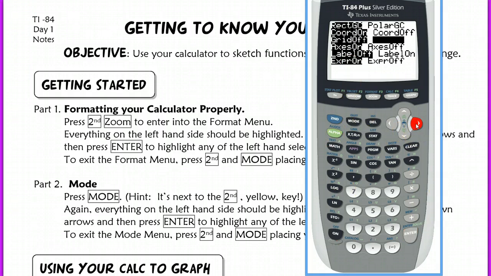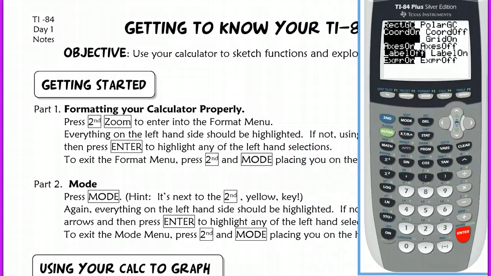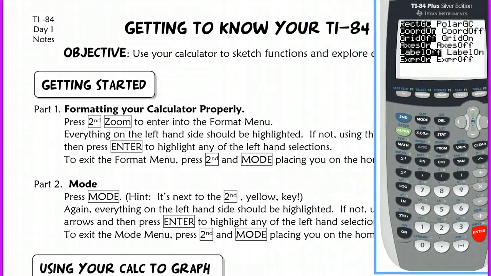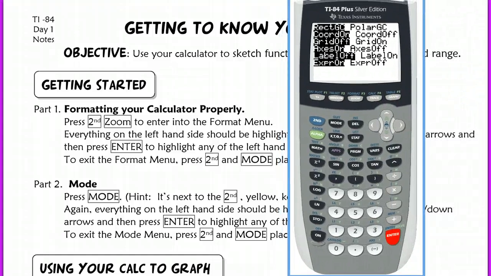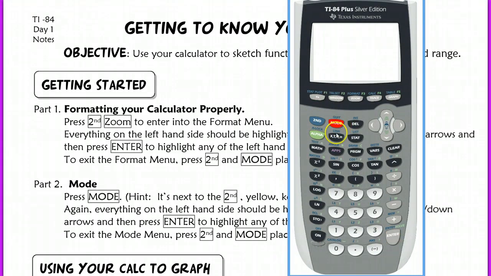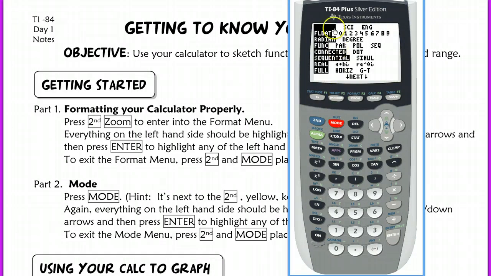So if I wanted to switch on to grid on, I would scroll over to grid on and then hit enter. So I just took it off of the grid off. I want to go back to that. But anyway, so that's something that you want to do, just make sure that you can graph properly. To go back to the home screen, you're just going to hit second, quit. And then I want you to go into your mode, the one that's highlighted right here. Just go into your mode and make sure everything on the left is also highlighted, okay?